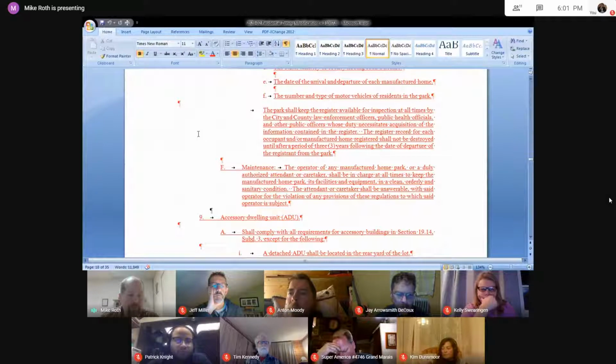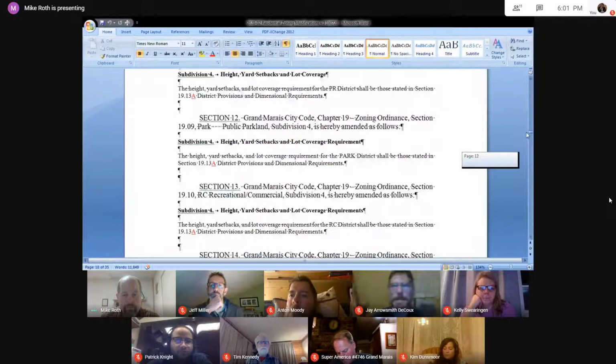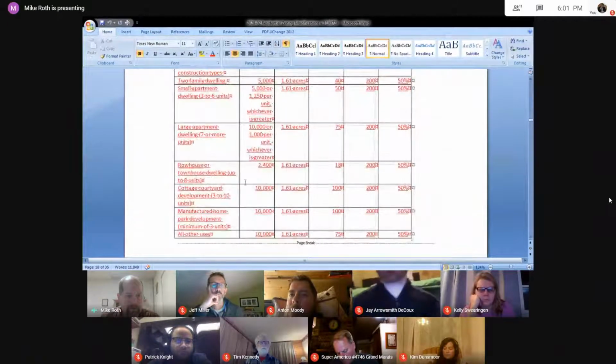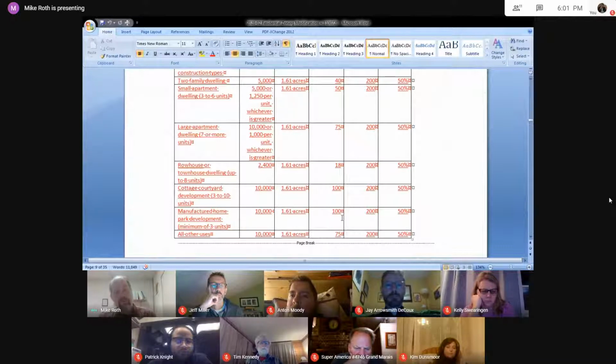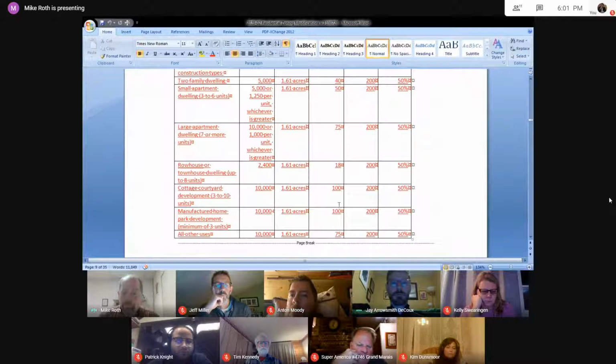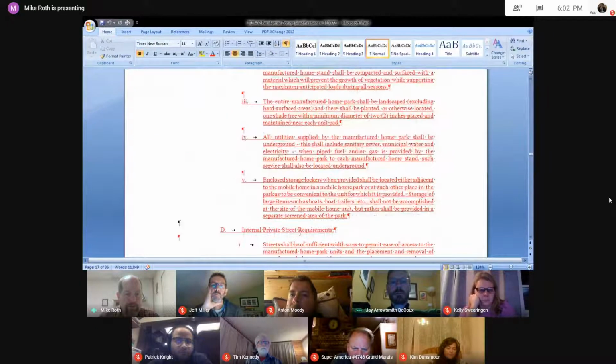But something that didn't come with it was there was a requirement for the minimum size to be 5 acres, and there be a minimum of 5,000 square feet per unit. And that's gone now. And instead, we go back to this table. You can see the manufactured home park. It has to be at least 3 units, and the minimum size is 10,000 feet if it's connected to municipal sewer, or 1.6 acres if it's not, at least 100-foot width lot, or 200 if it's not, and no more than 50-foot lot coverage.